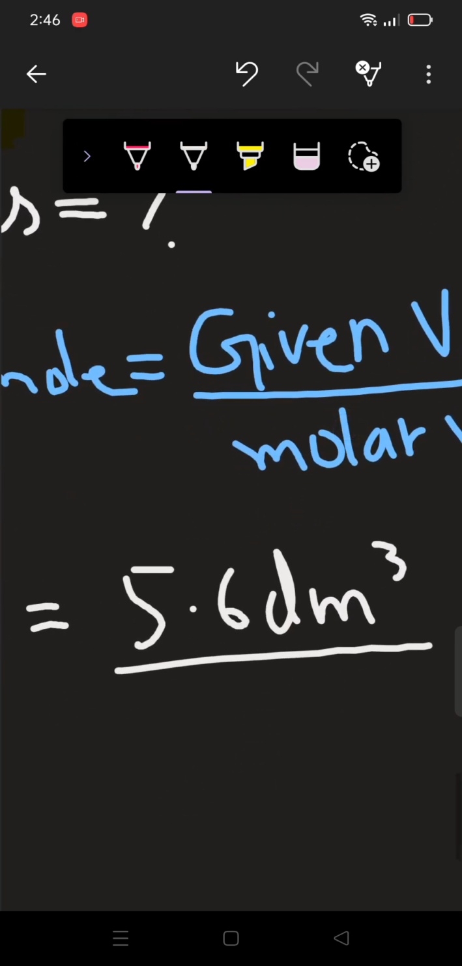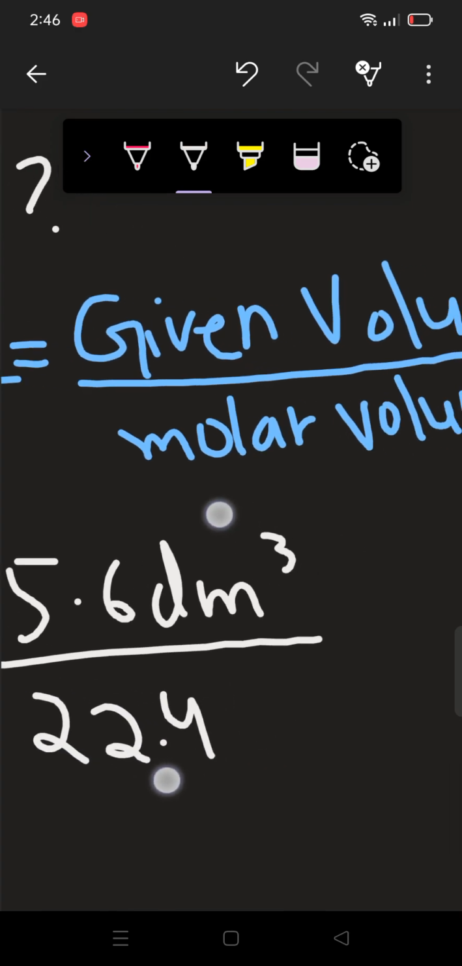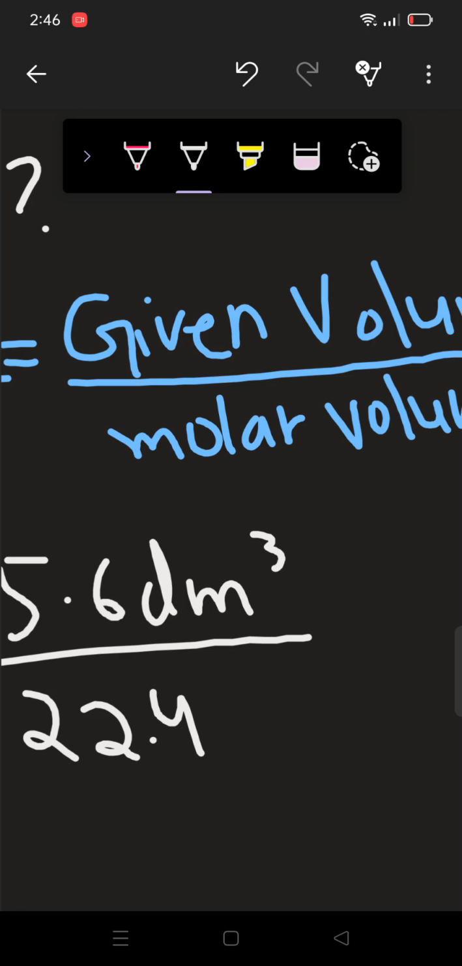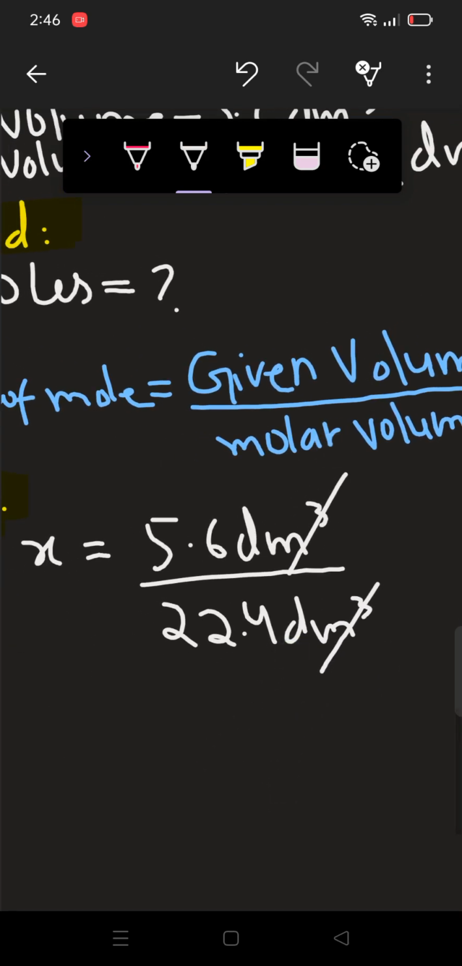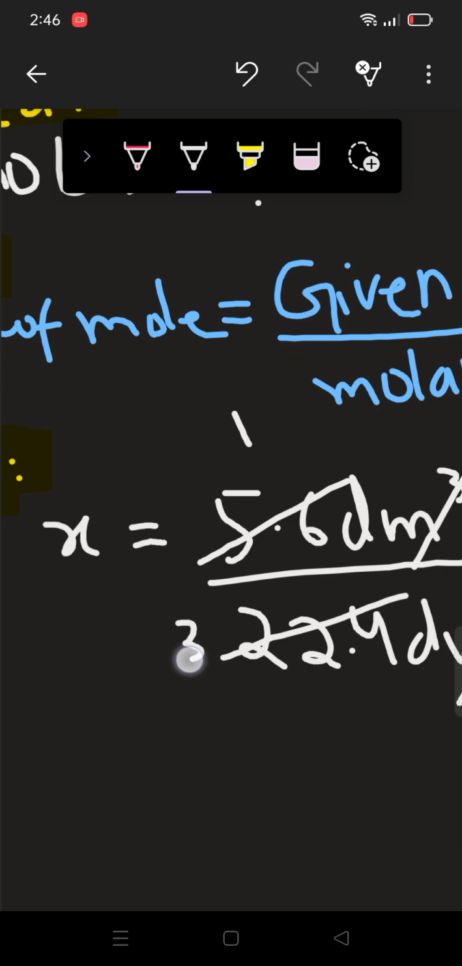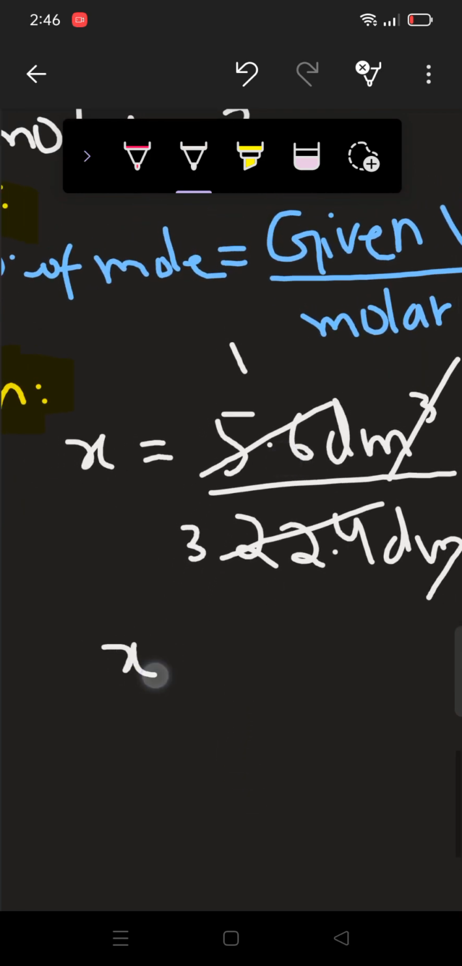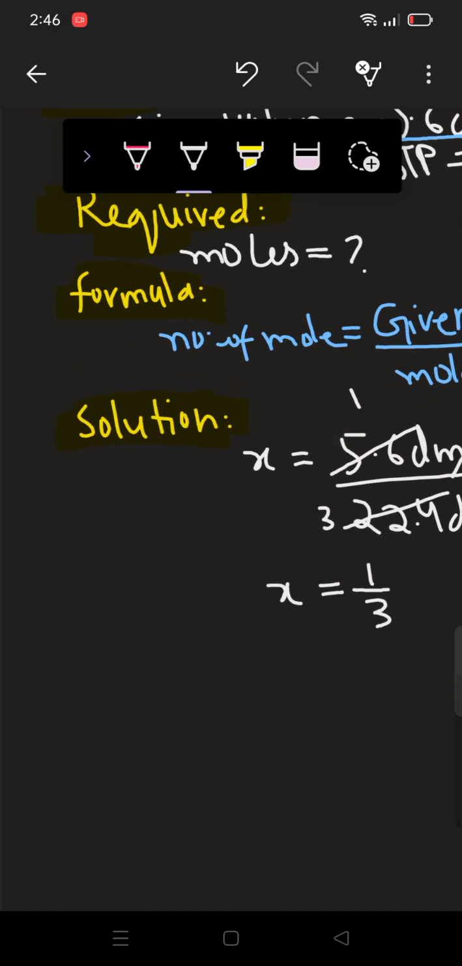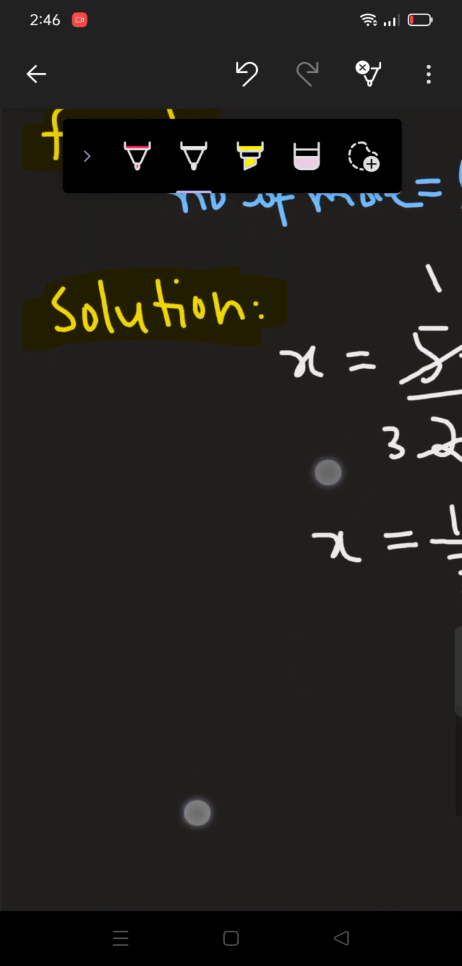Alright, molar volume is what? Molar volume is always 22.4 dm cube, right? The dm cube cancels. 5.6 ones are 5.6, and 22.4 is basically 5.6 fours. So x is equal to 1 by 4, and if I write it in decimal form, how much mole will I have?